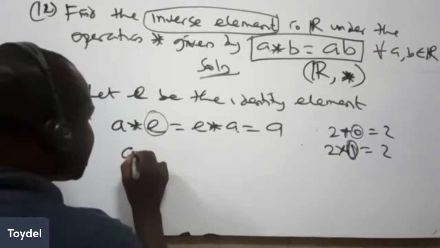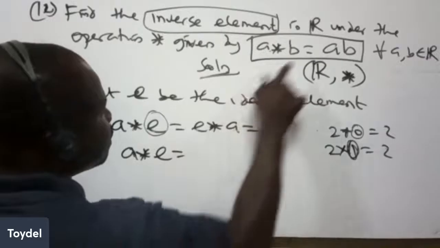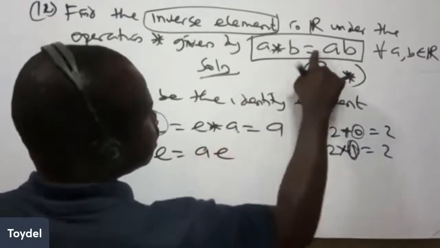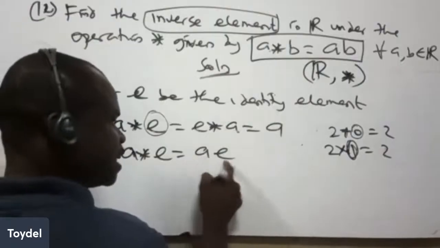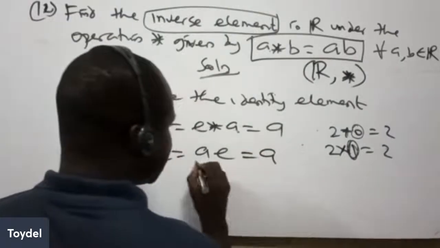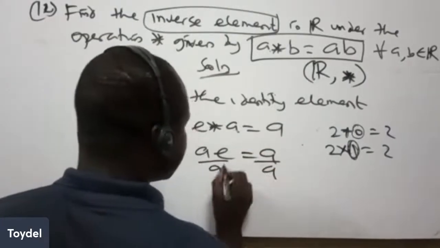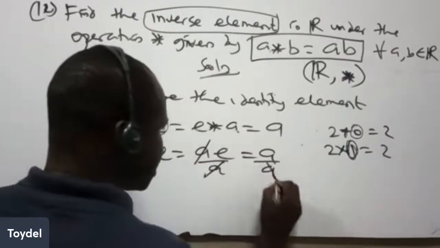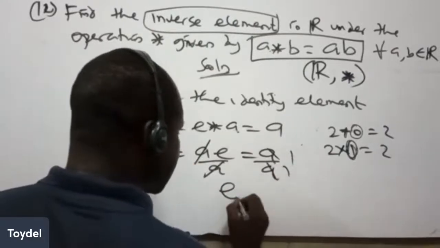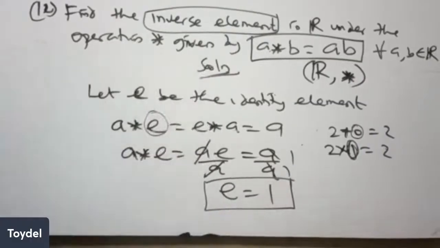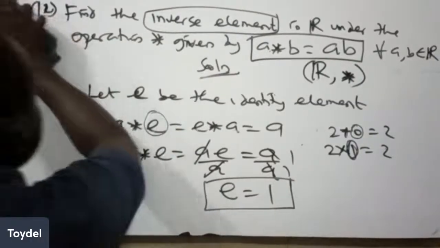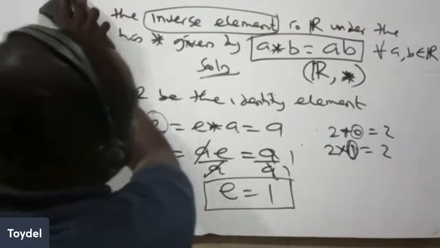So A asterisk E is defined as what? AE here, because A asterisk B is defined as AB. A asterisk E will be defined as AE, and it must give us A. Let's divide both sides by A. A will take care of A, here 1, in this 1. So E is equal to 1. So we have gotten the identity element as 1.